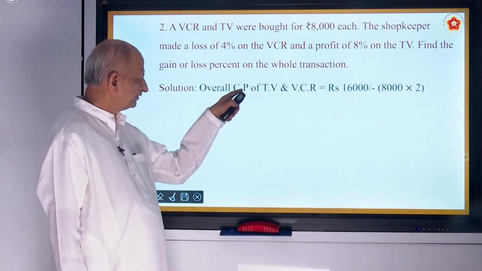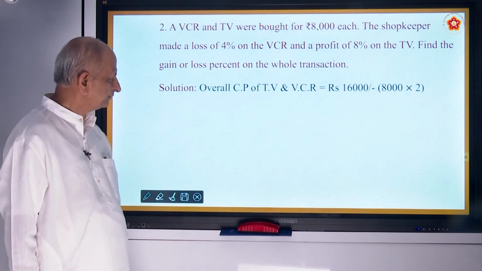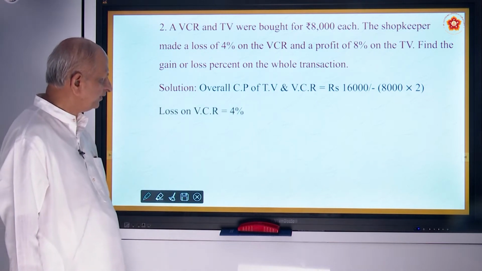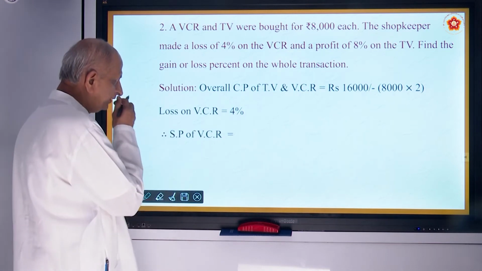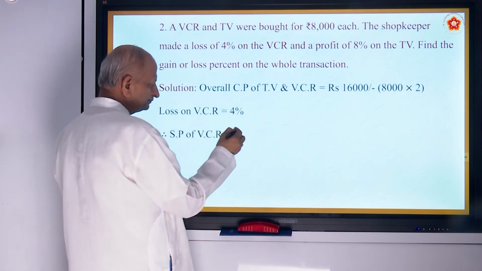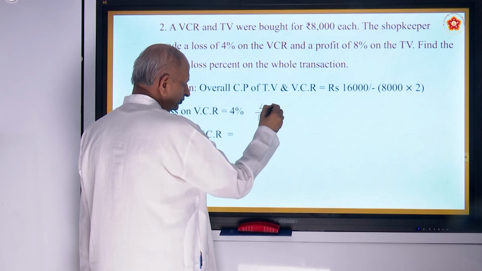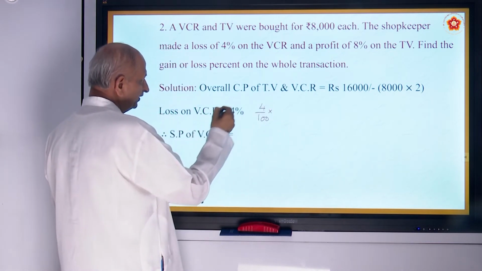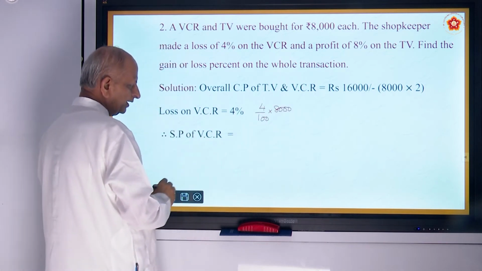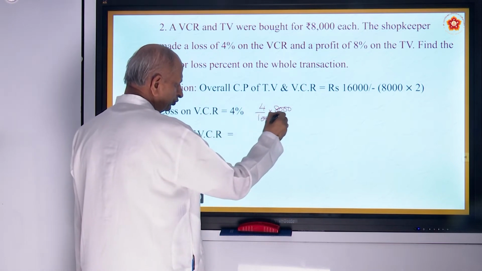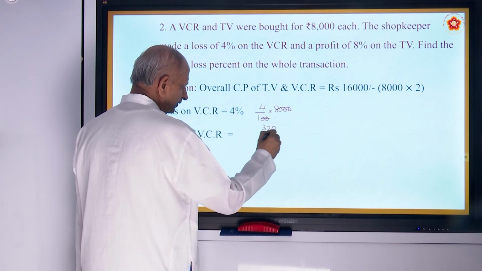First, the overall cost price of the TV and VCR, 8,000 into 2, 16,000. Then you have a loss on VCR, 4%. And therefore, the selling price of VCR. So 4% means 4 by 100 into, we are talking about VCR, that is 8,000. Correct? So these two zeros will cancel. You have got 320 rupees. That is a loss.